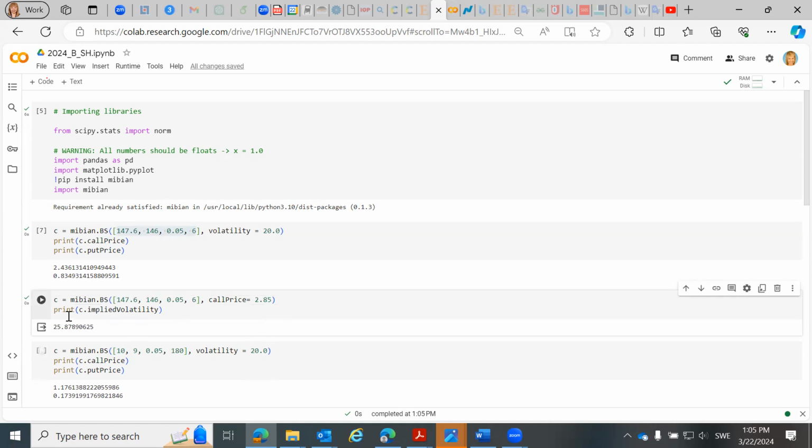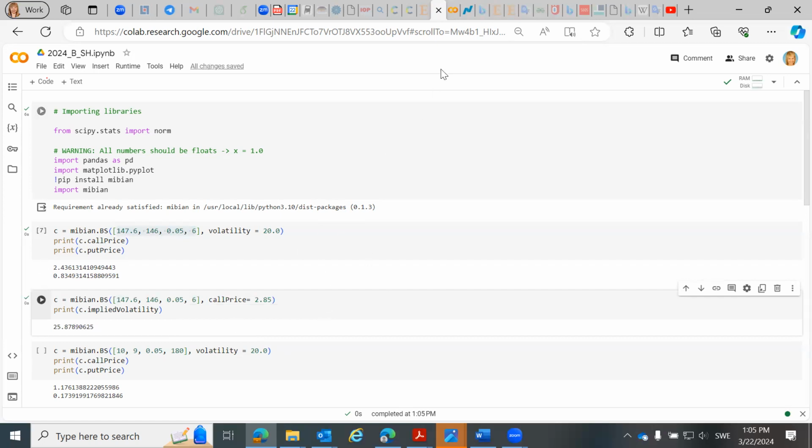So you see that in this case the implied volatility is 25%, no 20, but 25, because we have the difference between 2.85 and 2.43. So according to the Black-Scholes formula, the fair price of the call option is 2.43.